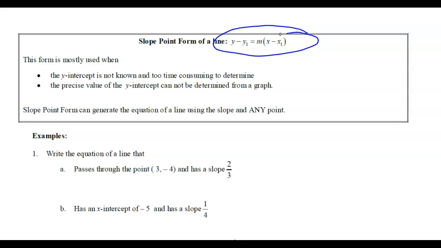So this form is mostly used when the y-intercept is not known, so that we don't have to put it in slope-intercept form and solve for b. And mostly used when the precise value of the y-intercept, oh sorry, that's what I just said. And you cannot find it from a graph. So either of these situations, just written out or from a graph.